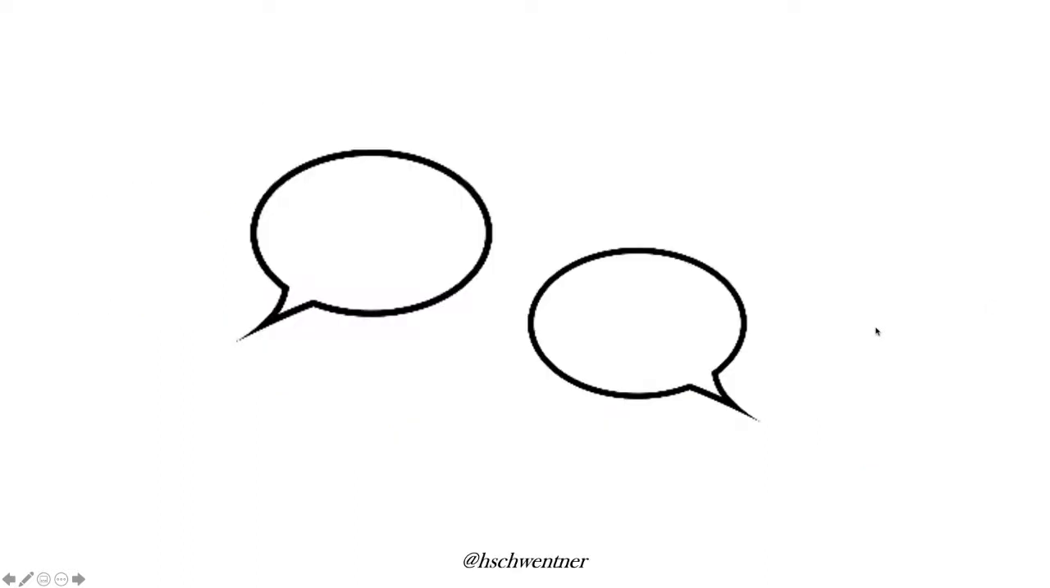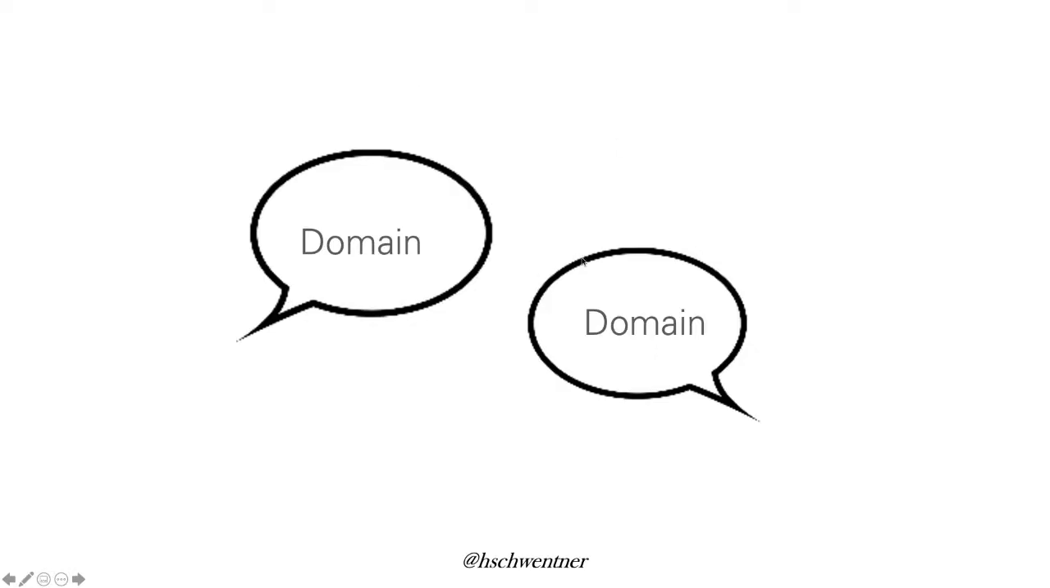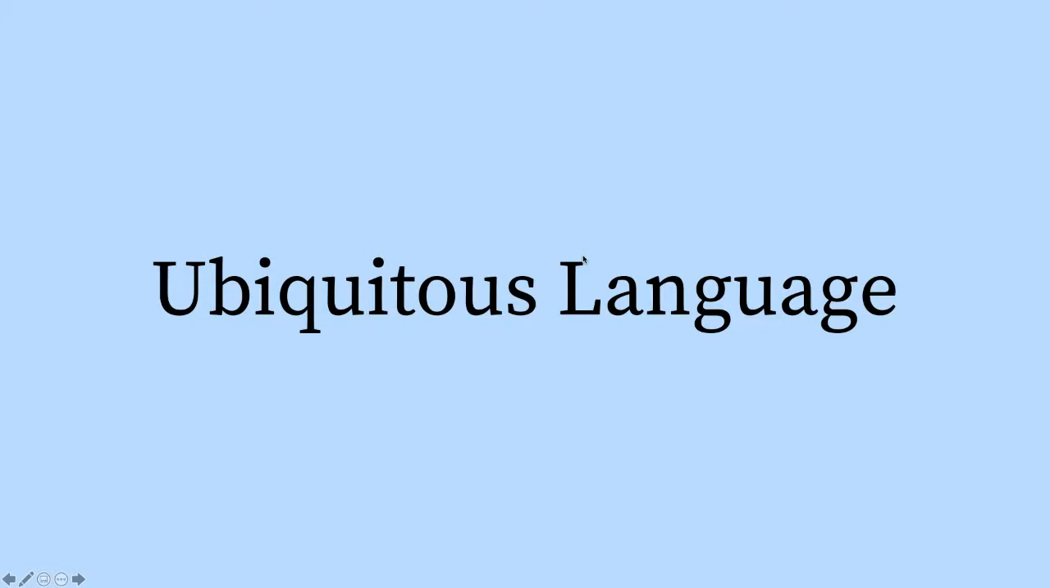So we have these different languages, and we're saying we want to have a common language, and that common language is based on the domain language. And we want that because we don't want this to happen. When the Tower of Babylon was built, God sent different languages to the people and they couldn't communicate with each other. We don't want to have that here. So that's why we build a common language based on the domain, not based on the technology. And DDD calls this a ubiquitous language.